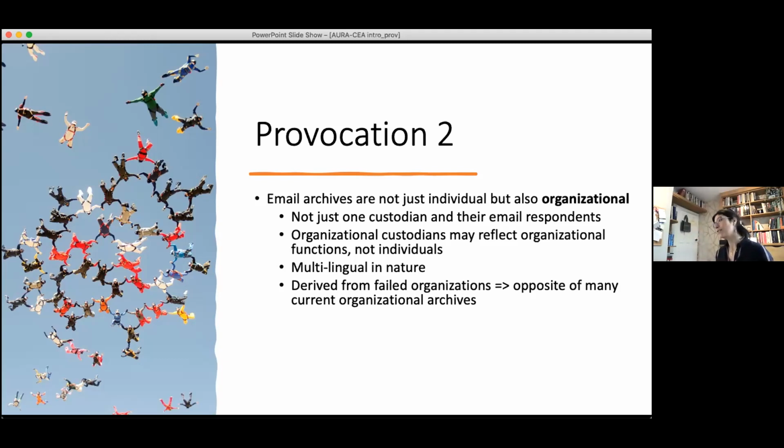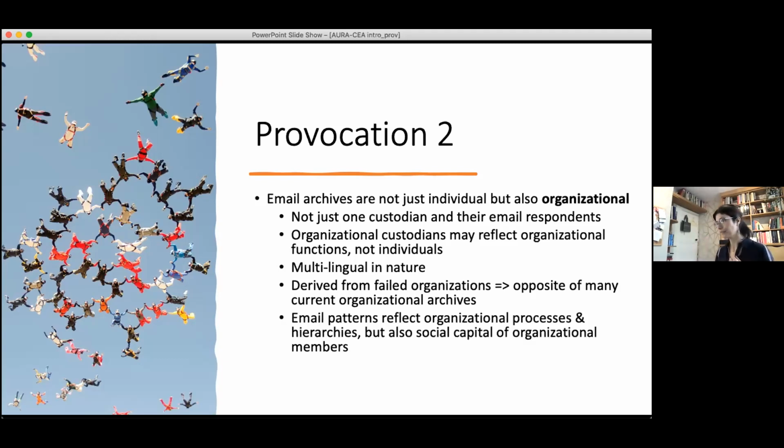The other aspect here is really the email archive we work with derives from a failed organization, and that's very much the opposite of most organizational archives we currently hold. Now, that might just be incidental in our case, but we suspect quite a lot of the dark email archives out there are probably from failed organizations, and that potentially also changes the nature of what the historical records in the future will be like.